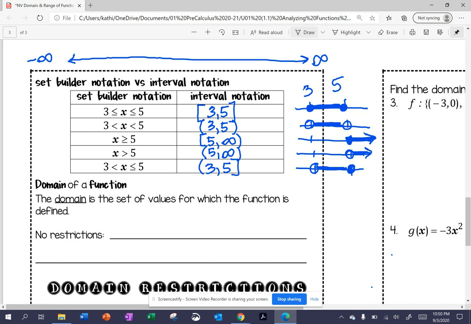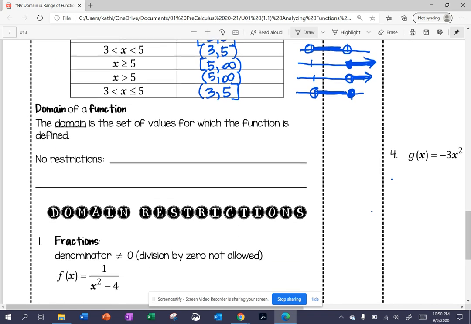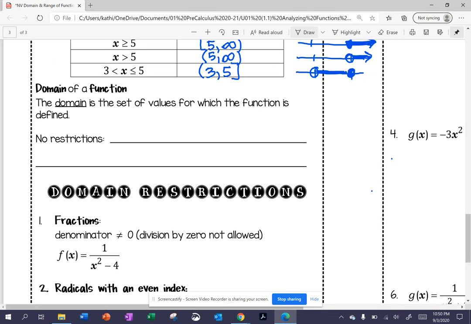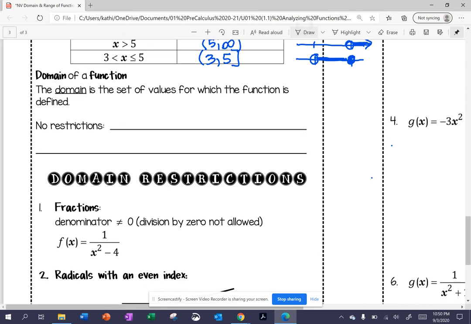Okay, so let's start out when we're talking about the domain. What is the domain when I have no restrictions? So no restrictions at all. My domain in words is all real numbers.